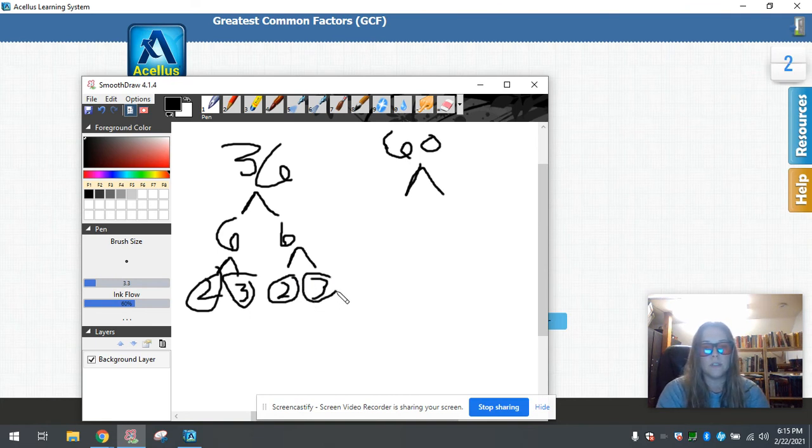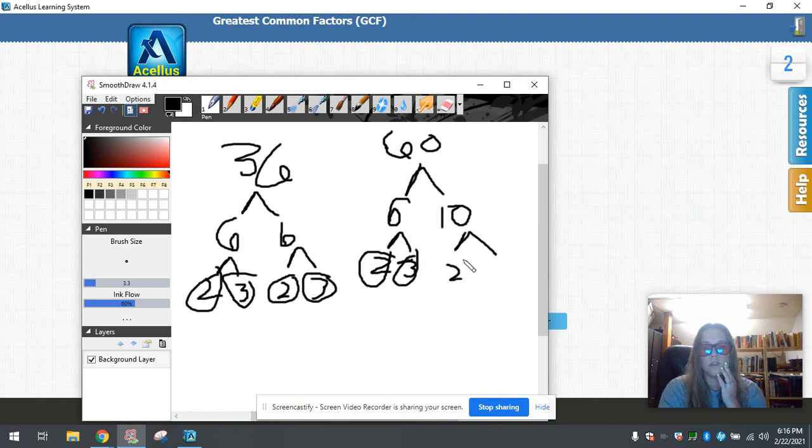Off the top of my head, when I think of 60, I think 6 times 10 equals 60. So I'm going to write that. 6 and 10 are not primes, so I've got to keep drawing my branches. 6 is divisible by 2 and 3. If you do 6 divided by 2, you get 3. 10 is divisible by 2 and 5. 10 divided by 2 gives you 5.